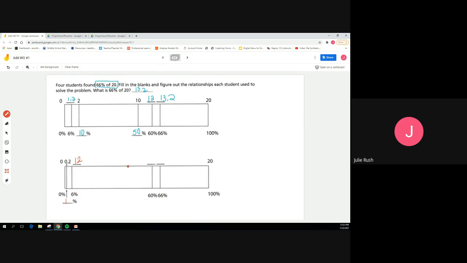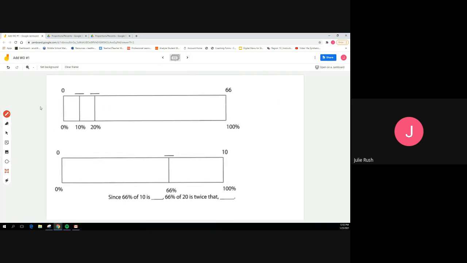I can get to 60 by multiplying by 10, and that's just moving that decimal place. So that gives us 12. And then 66% would come by adding 6% and 60%, and so that gives us 13.2. So both of these are pretty easy to do, 13.2 using the given percent. Let's look at student number 3.